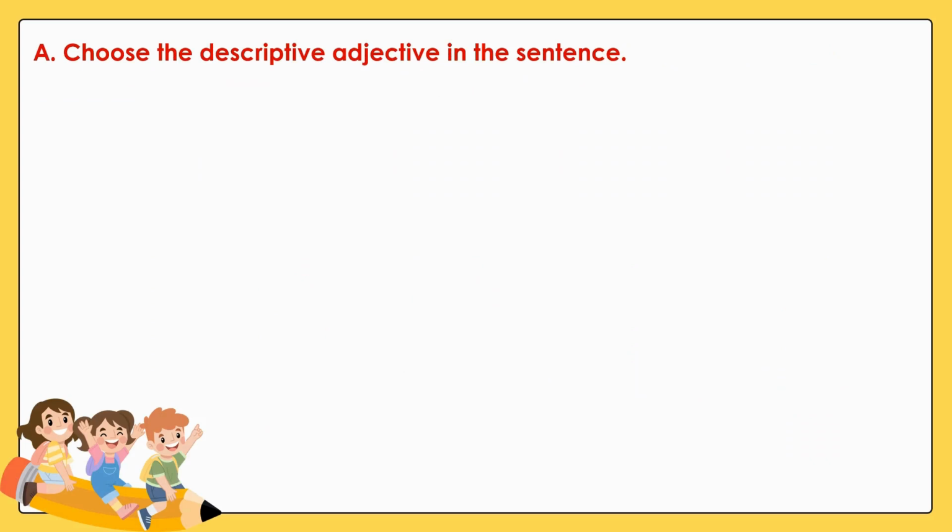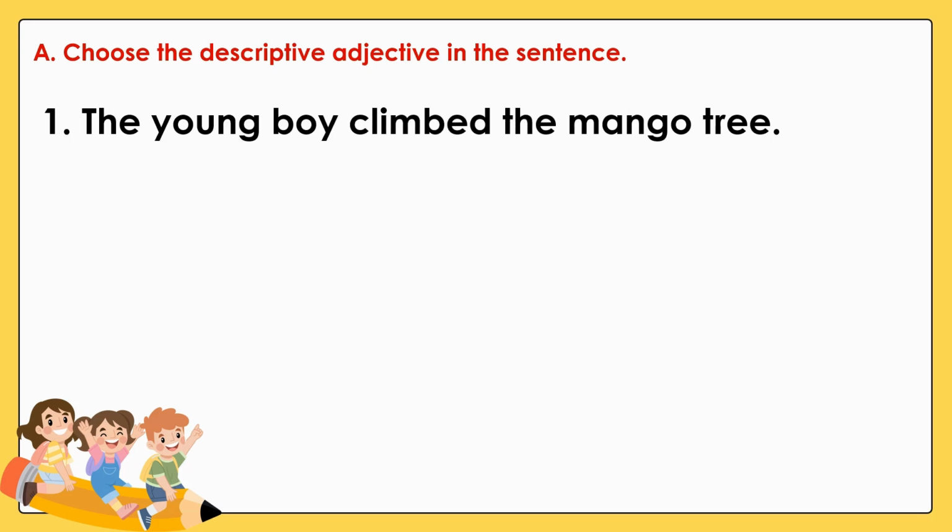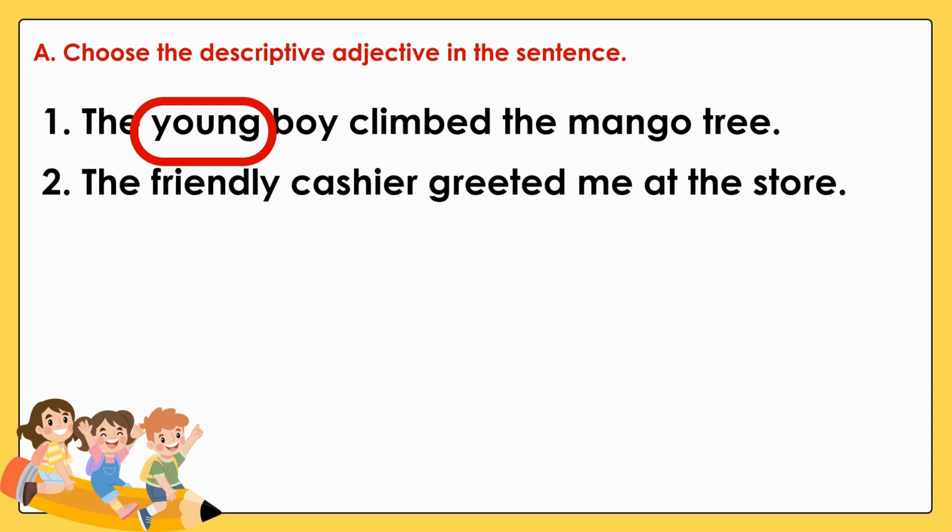Next, we have directions. Choose the descriptive adjective in the sentence. Number 1, the young boy climbed the mango tree. The adjective in the sentence is young. It modifies the noun boy. Number 2, the friendly cashier greeted me at the store. The adjective in the sentence is friendly. It modifies the noun cashier.